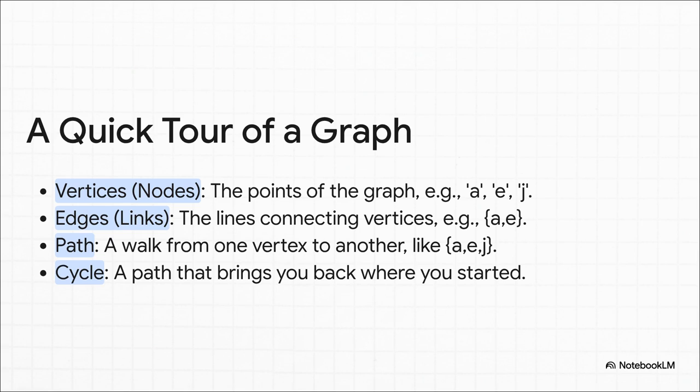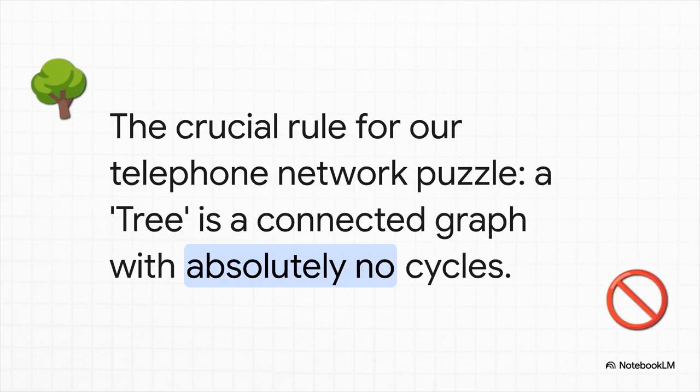So a path is just what it sounds like. It's a walk along the lines from one dot to another. And a cycle? Well, that's a path that forms a loop. It brings you right back where you started. And that idea of a cycle, a loop, is absolutely critical.